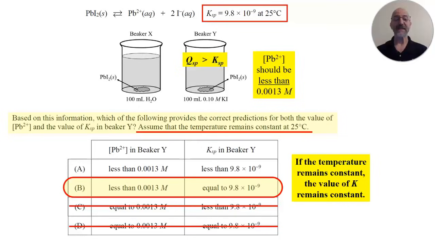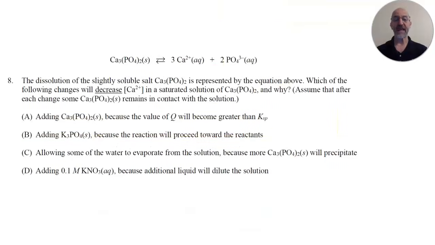All right, well, that is the answer to question 7, and now it's time to move on to question 8. Question 8 says the following. The dissolution of the slightly soluble salt, calcium phosphate, is represented by the equation above. So we can see solid calcium phosphate on the left, and we can see the ions, the calcium ions and the phosphate ions on the right.